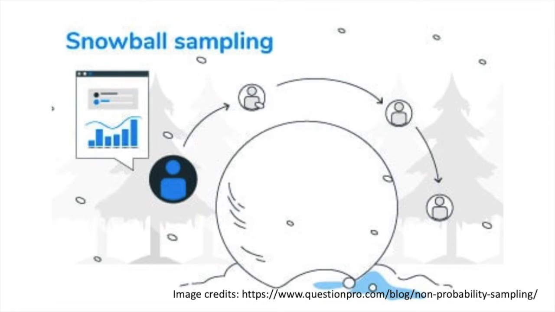Therefore, the sample may not represent a cross section of the total population. It may also happen that respondents or interviewers may refuse to disclose the names of those whom they know.